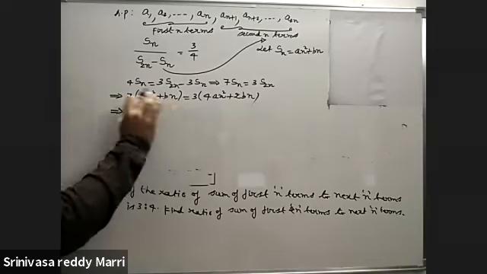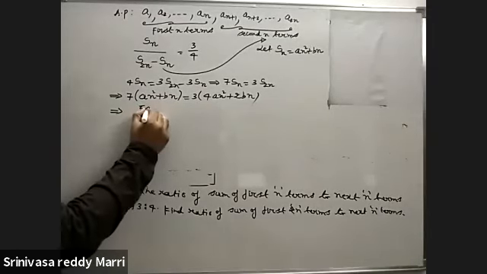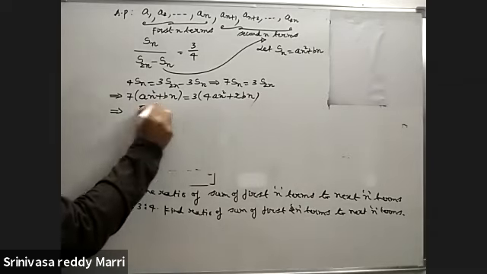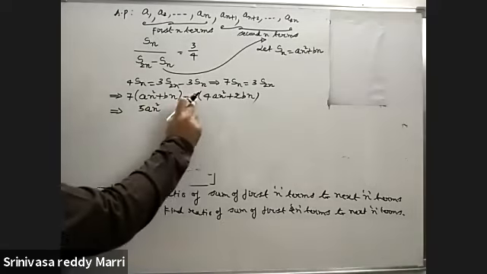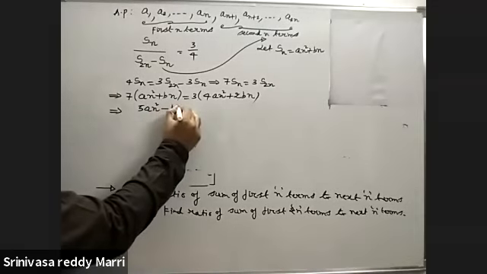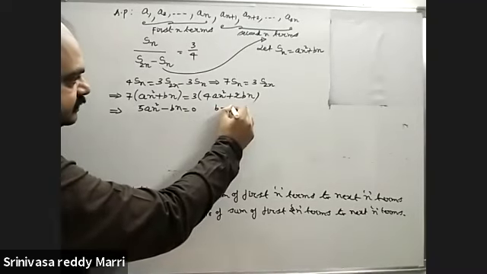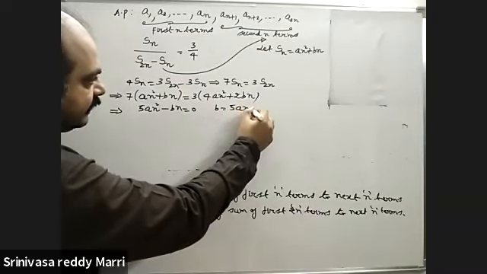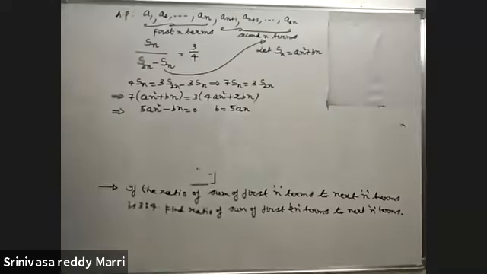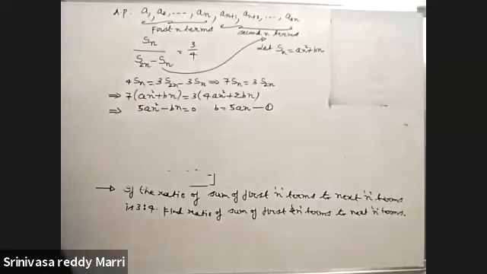Right? So bring that side: 12 minus 7 gives 5An square, and 6Bn minus 7Bn. Strike off n. Then you will get B equals 5An. Let us call this the first equation. This is given.